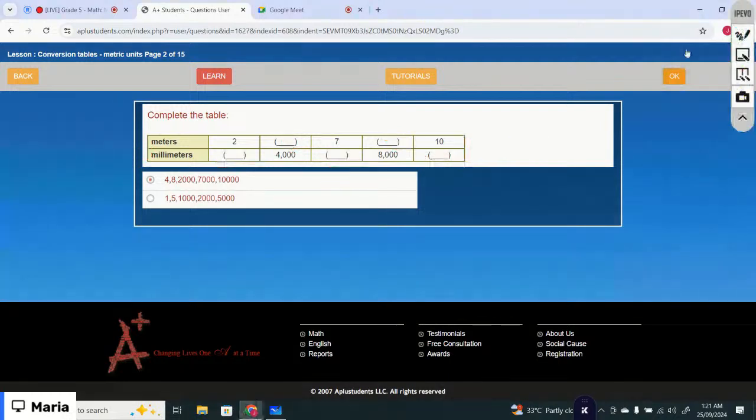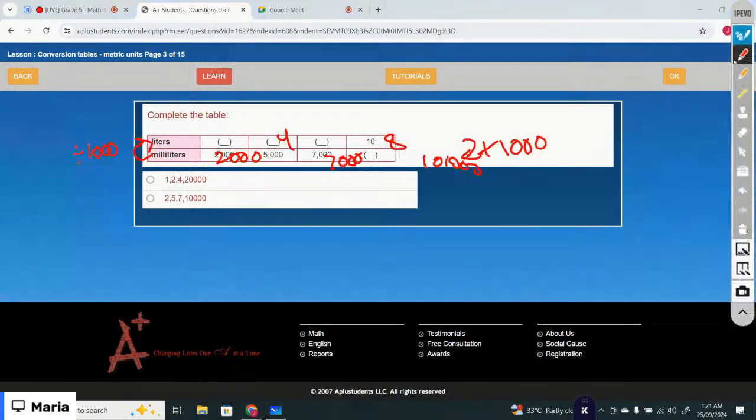Okay, the next one is liters to milliliters. So which is the correct option? To convert from liters to milliliters, you need to multiply by 1000. And from milliliters to liters, you need to divide them by 1000. So which option is the correct one?